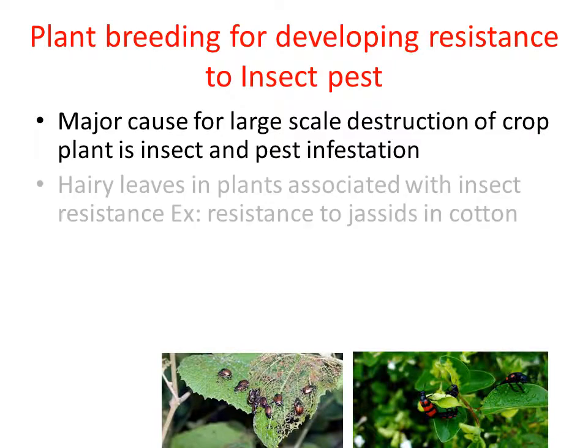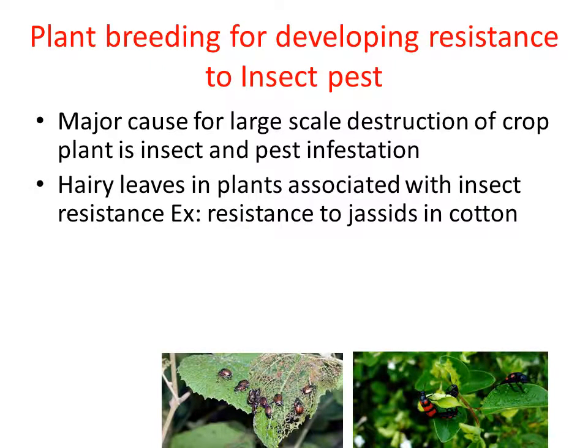So the best example we can see here is hairy leaves in plants associated with insect resistance. You might have seen in some plants, the leaf consists of hairy structures. So small hair-like structures will be there all over the leaf. So it gives protection to the plant against the insect.